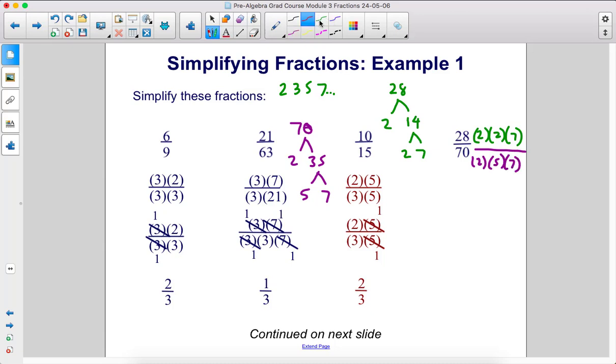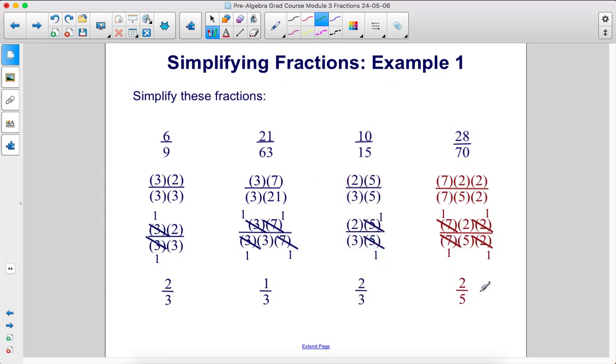All right, now let's cancel some stuff. We have a 2 and a 2. We have a 7 and a 7. What's left? 2 over 5. And there you have it. Remember, if you cancel out the same number in top and bottom, you can just go ahead and replace it with a 1. So they all just become 1s when they get canceled out.